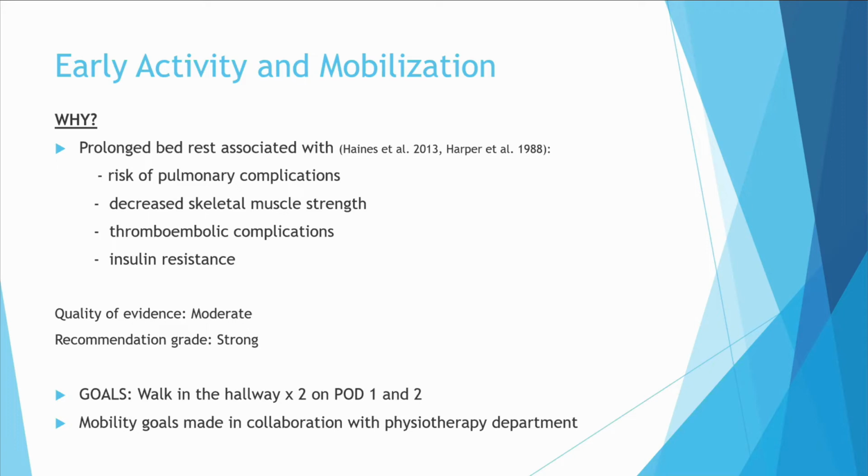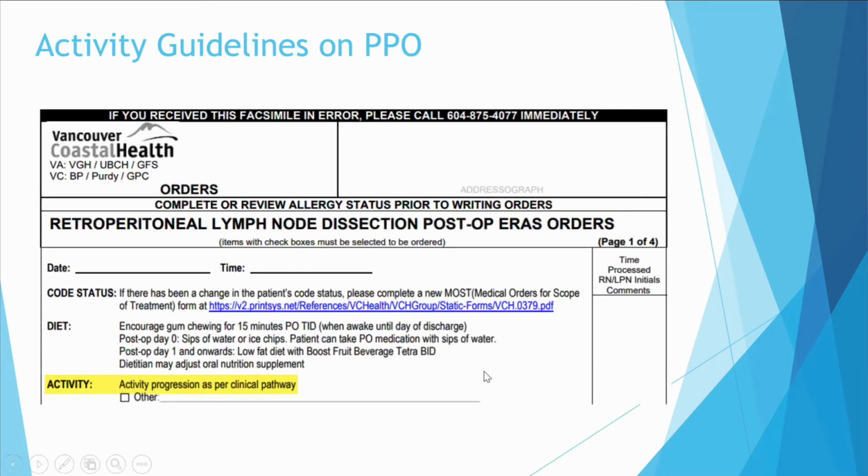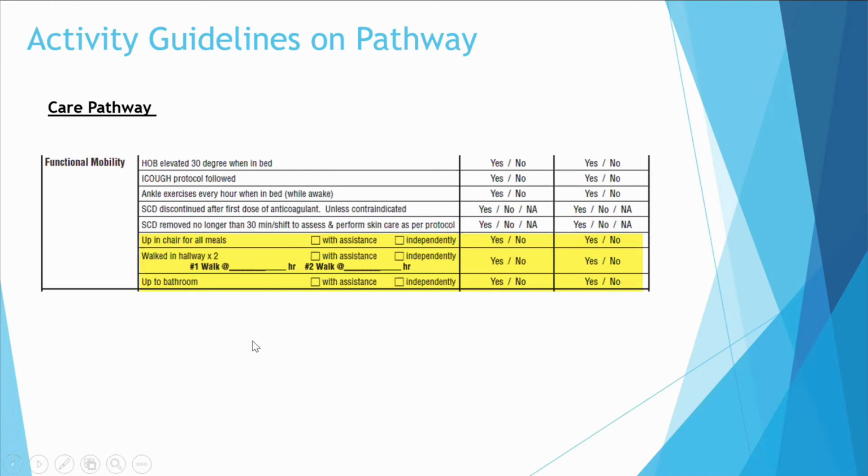And feedback from the physios on the unit is saying that since we've standardized it, it's allowed them to get patients up a lot more independently and earlier. So that's a benefit at least. That's the order on the PPO, activity progression as per clinical pathway. That's in our nursing pathway. Each day we have a functional mobility section, and that prompts the nurses each day to be aware of the goals.